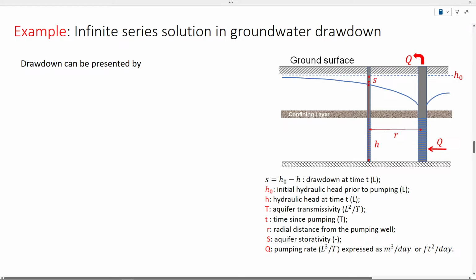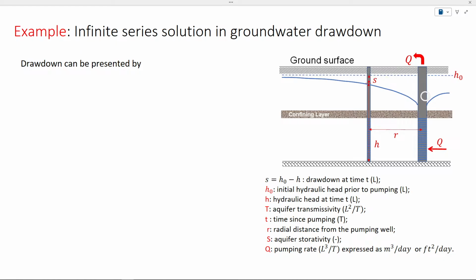Okay, so let me explain a little bit. This is a confining layer, and this is an unconfined aquifer. Here you have a pumping well, where you are pumping water out for irrigation, municipal use, industrial use, whatever. And this is where you have an observation well. Here, this is the hydraulic head before pumping. Before you pump, we just assume it's constant.